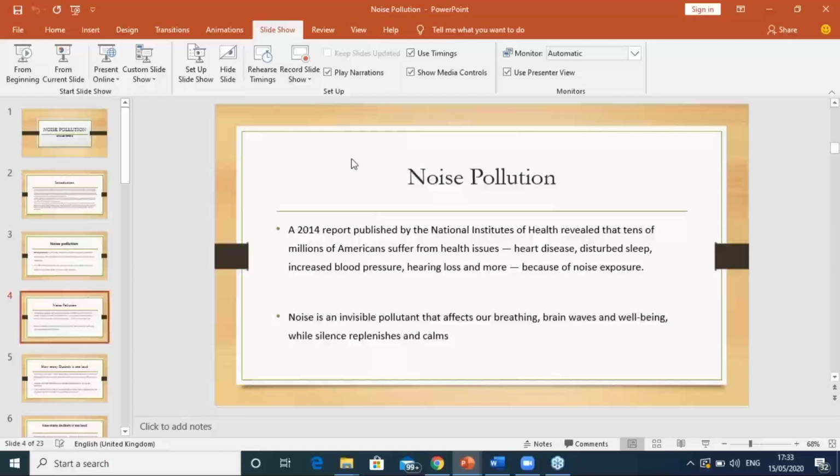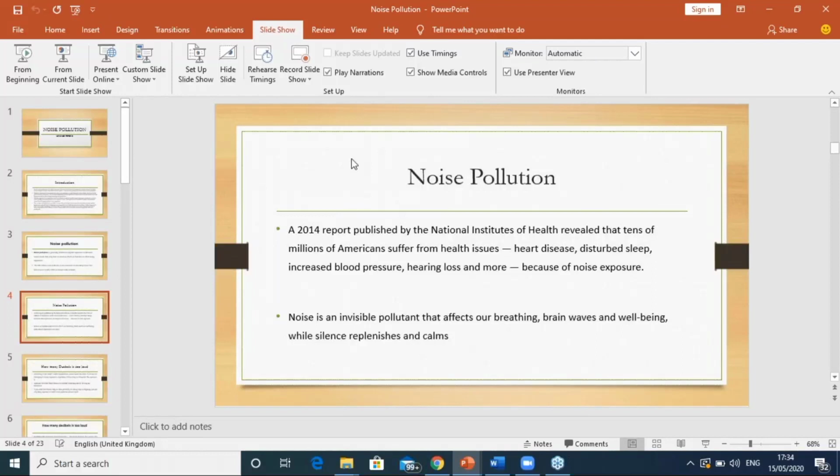Okay, let's proceed. Now let's look at some statistics that have been published over time about noise. In 2014, a report published by the US National Institute of Health revealed that tens of millions of Americans suffer from health issues such as heart disease, disturbed sleep, increased blood pressure, hearing loss, and more because of noise exposure. They suffer those issues because they have exposed themselves to a high level of noise.